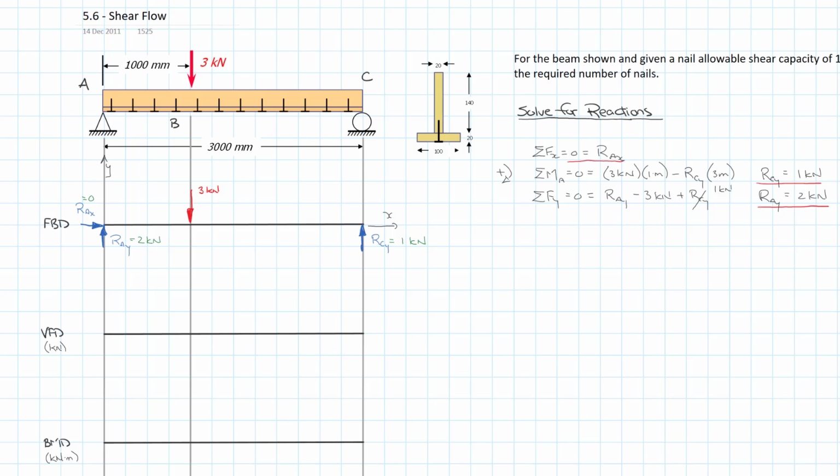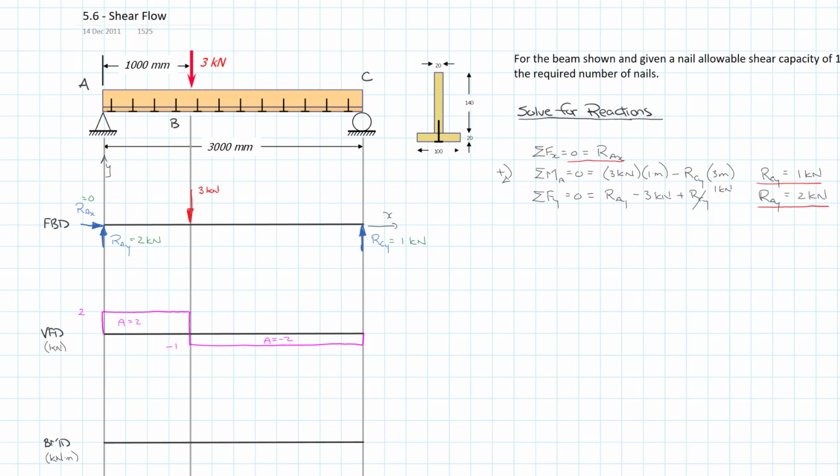We've done it several times in the past. So we're starting at A, going up to 2 kilonewtons. And then it's constant across until our point load is applied. It pushes it down 3, takes us to -1. And then that takes us across to our final point load, which takes us back up to 0. Let's label some values in here. We have 2 and we have -1. And you can go get the areas, if you will. Area is equal to 2 in there. Area is equal to -2.